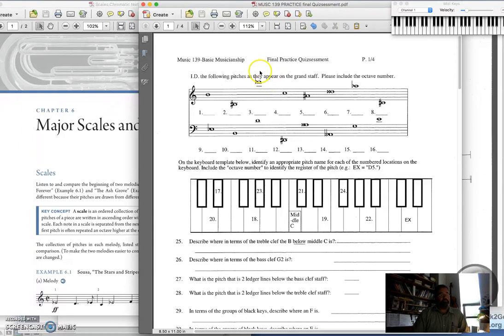A lot of it is very basic, a lot of chapter 1-2 stuff, as well as some 3-4. So, identify the following pitches as they appear on the grand staff. Please include the octave number.